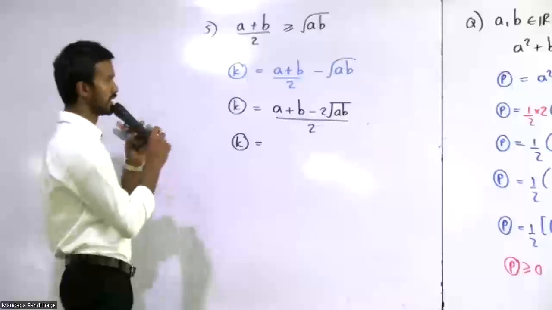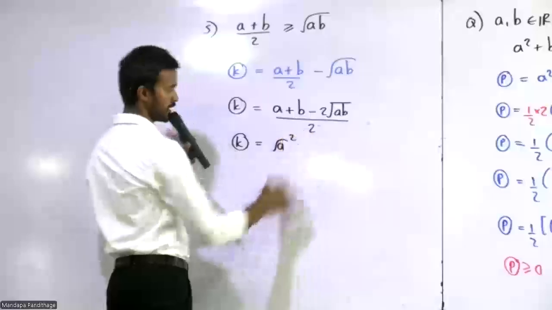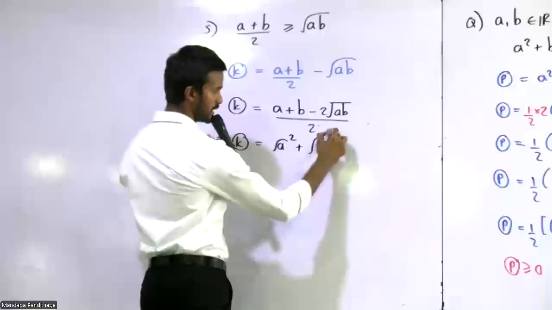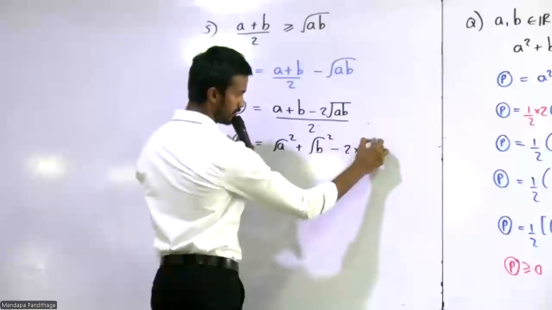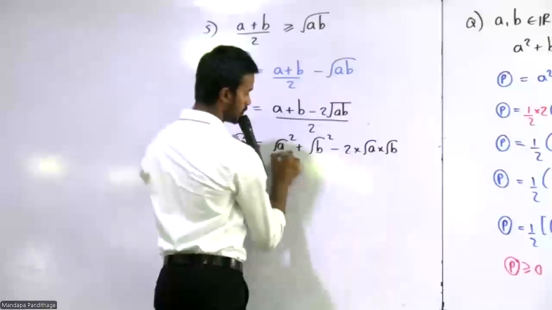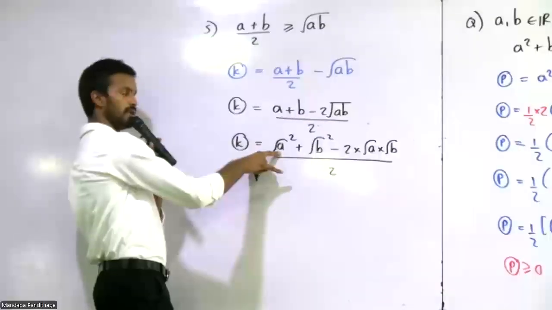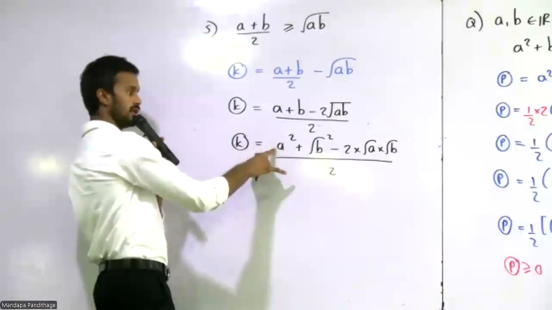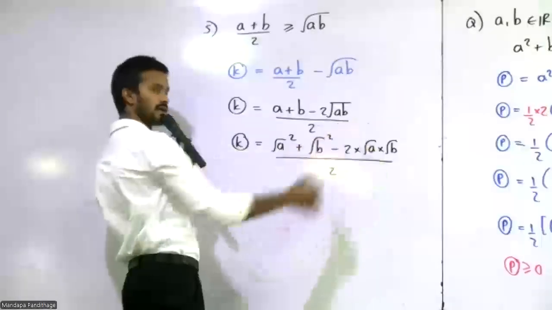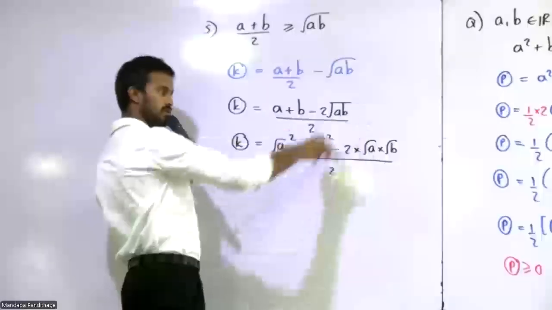So I can write a as the square of root a. I can write b as the square of root b. Then here I have root ab, which can be split into two terms, root a into root b. Okay, now look at this. You have the square of root a, you have the square of root b, minus 2 times the product of the two terms.